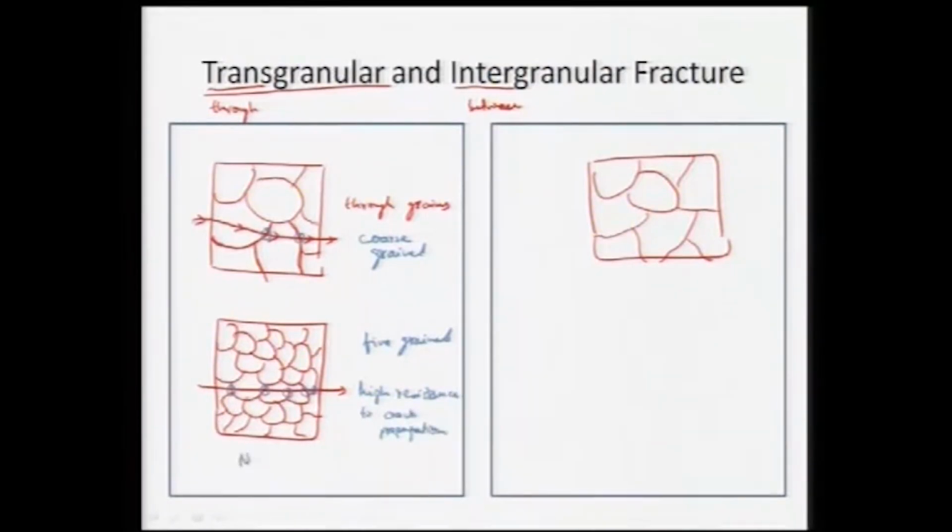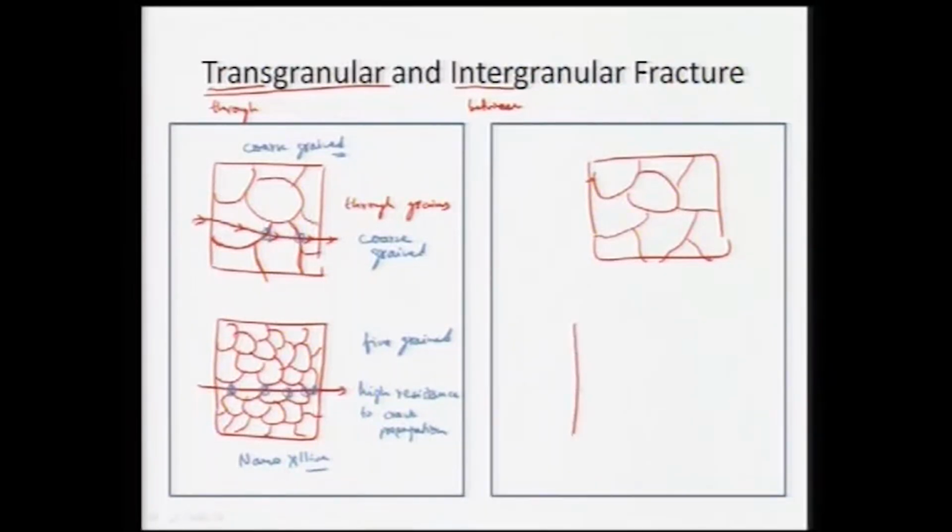So, we can see a nanocrystalline material, whereas a coarse grained material will show very easy crack propagation, whereas in nanocrystalline material the crack path encounters the grain boundaries much more. So, there will be very high resistance to crack propagation in a nanocrystalline material. Similarly, for intergranular fracture also, if a crack is propagating, the crack will initiate from one side and then it will follow.